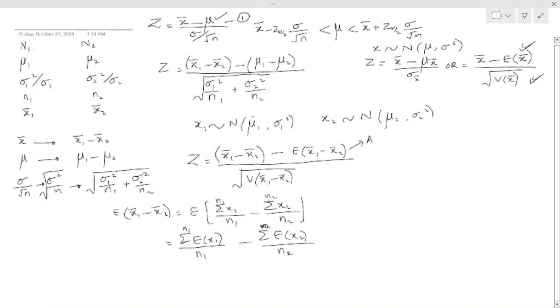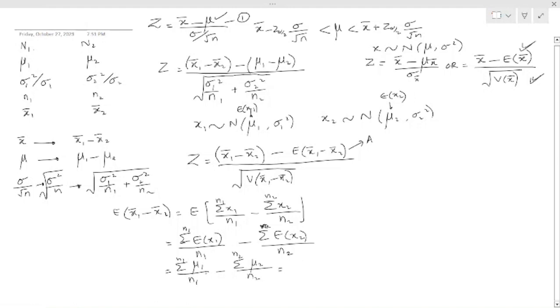Now we have described that this is referring to the expected value of random variable x1, and this is representing the expected value of random variable x2, which are mu1 and mu2 respectively. So what we do, added up to n1 terms, we can write down in place of expected value of x1, mu1, and similarly in place of expected value of x2 we can write down mu2.